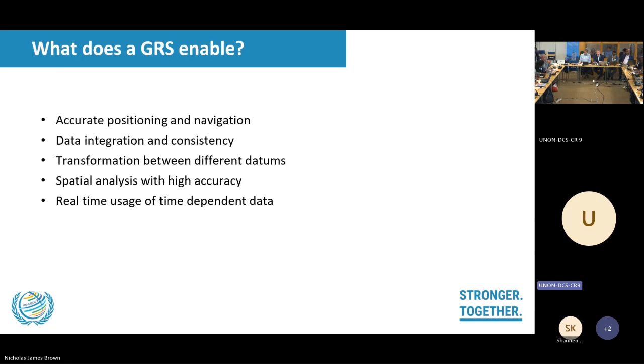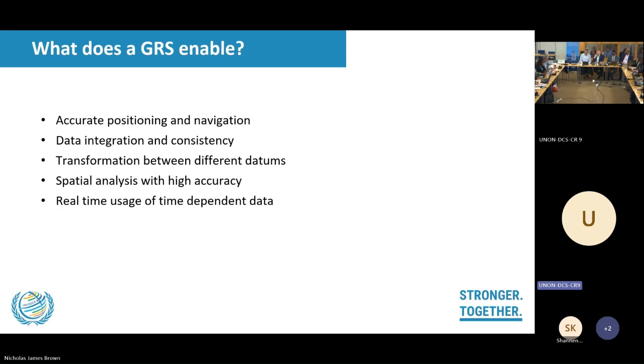So what does it enable? If you have a geospatial reference system for your country, what it enables is accurate positioning and navigation applications, as I mentioned. It also helps with data integration and consistency. It gives you a better understanding of how to transform between different datums. And it also allows you to do better spatial analysis with high accuracy.